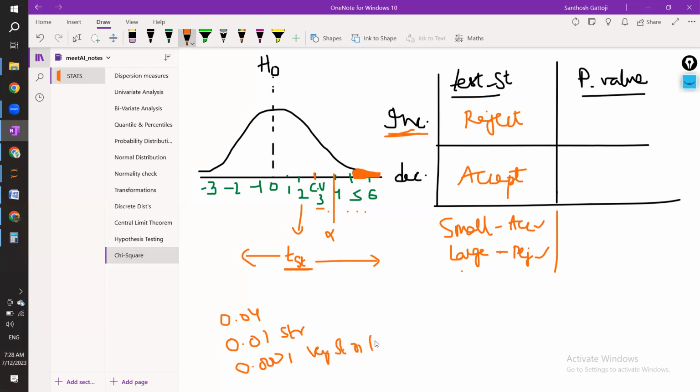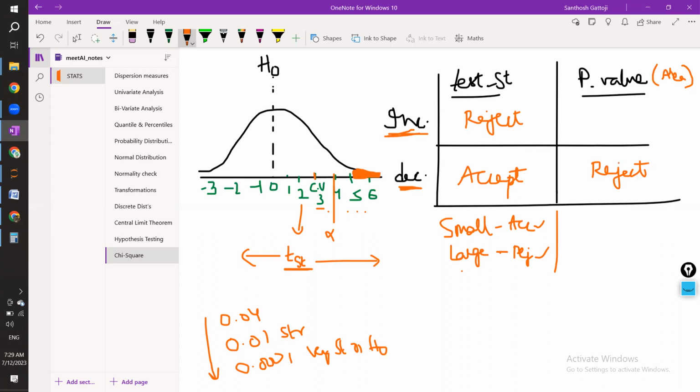Agree? Yes, Santosh. So as the value is decreasing, what are we doing, accepting or rejecting? Reject. Here the value is not this number, it is the area. That's the reason the actual representation of the p-value is the area, guys. If you try to understand the p-value from the area perspective, it will always be simple and easy.